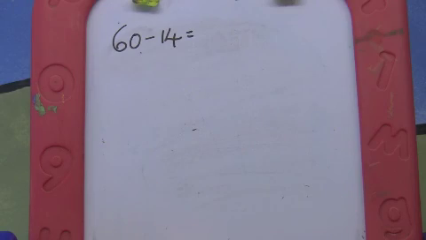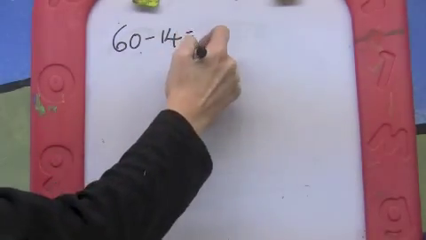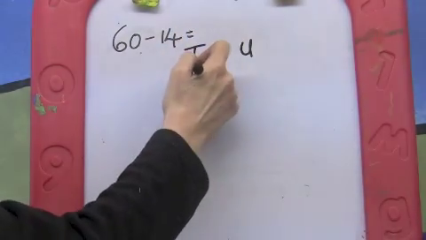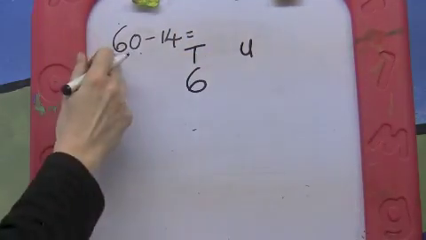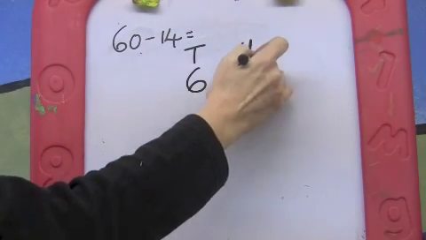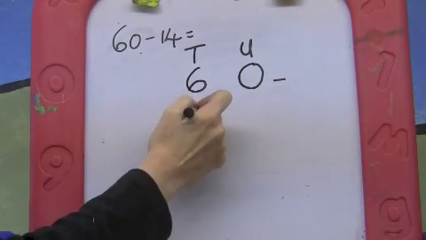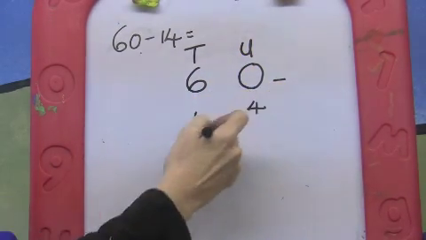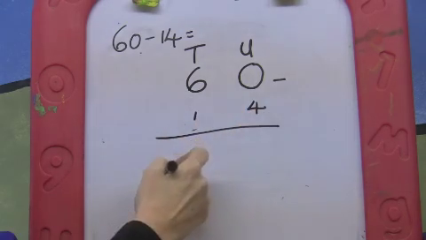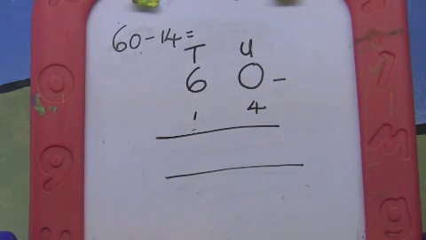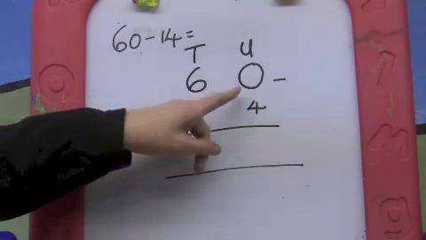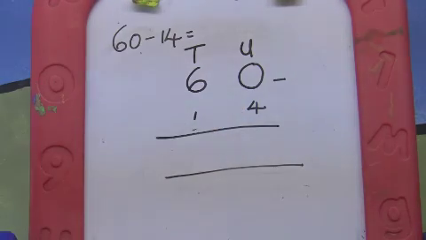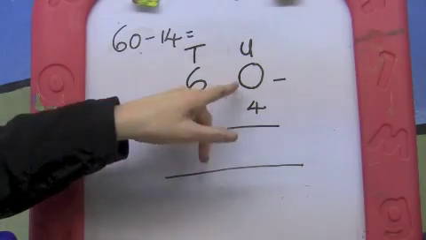Let's try another one on the board. 60 take away 14. So with the tens and units, 6 tens and no units. There's my subtraction sign, 1 ten and 4 units. Starting with the units. Well, I can't take 4 away from nothing. No blocks, and I want to take 4 away.